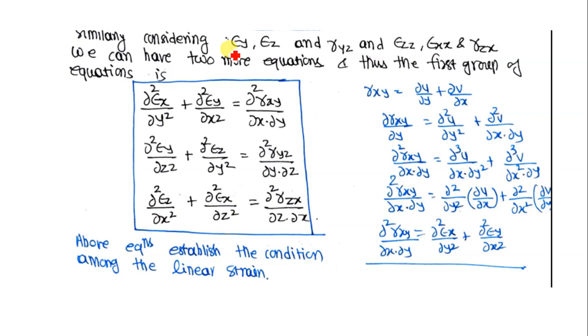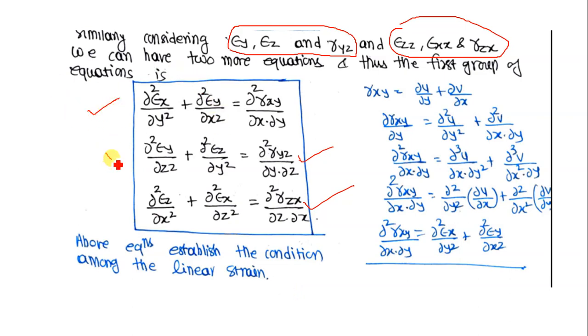Similarly, considering the second set, epsilon y, epsilon z and gamma yz, and the third set, epsilon z, epsilon x and gamma zx, we can derive the remaining two equations. The above equations establish the condition among the linear strains. So these are the three more equations, and we now have these three equations.